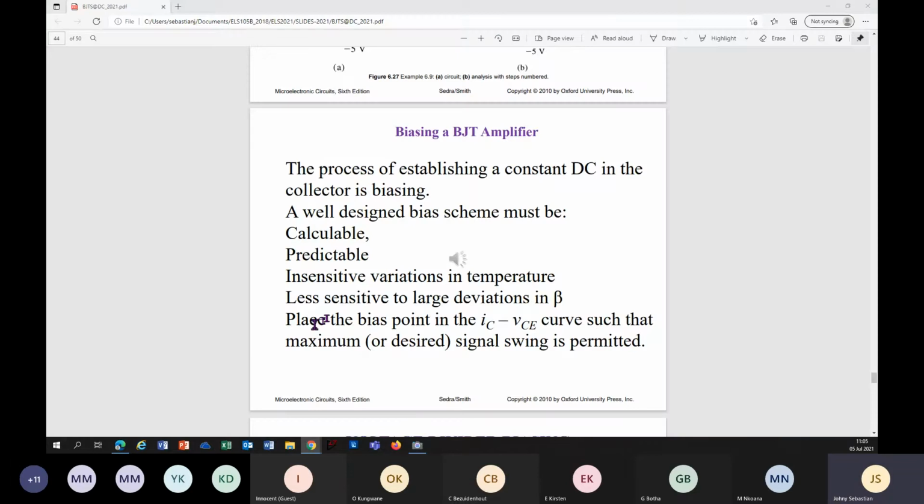Place the bias point in the IC-VCE line such that maximum or desired signal swing is permitted. We will see that; I gave you a hint. What is signal swing? What is the importance of that?